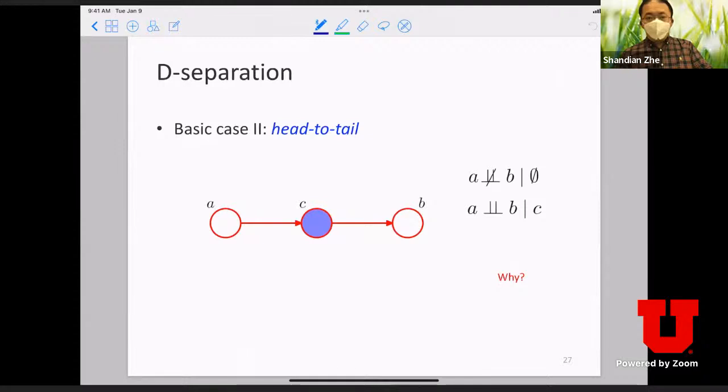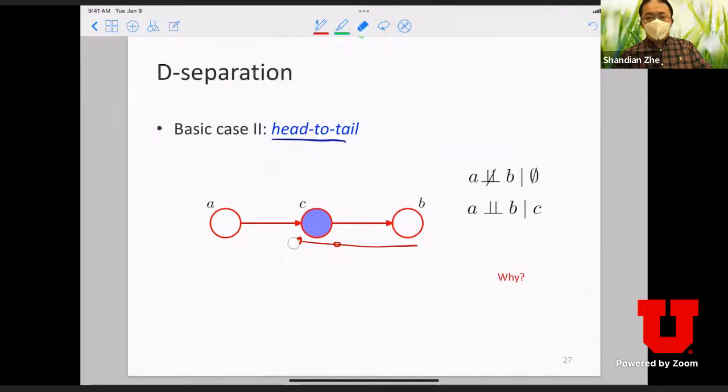A second basic case is called head-to-tail. This is very similar to the tail-to-tail structure, but we can see that A goes to C, and now C goes to B. It's not like B goes to C. If B also goes to C, it's another tail. If C goes to A, it's tail-to-tail, right? But now, if A goes to C, it's head-to-tail, because if you draw a path from A to B and pass C, you first look at a head, and then you look at a tail. That's why it's called head-to-tail.